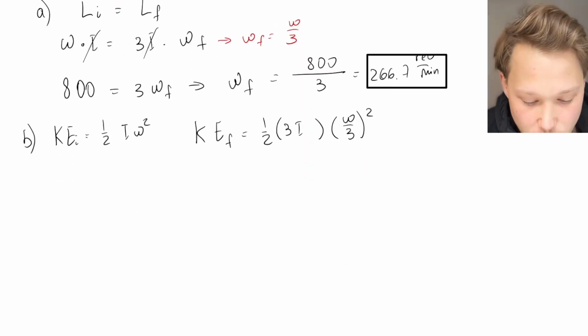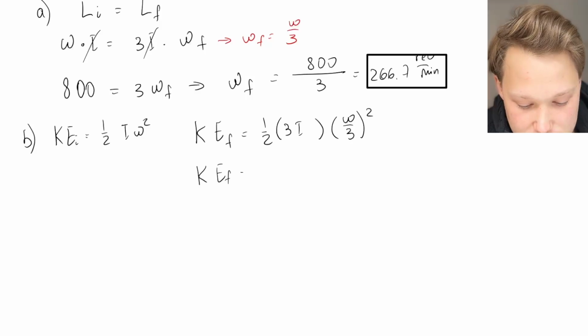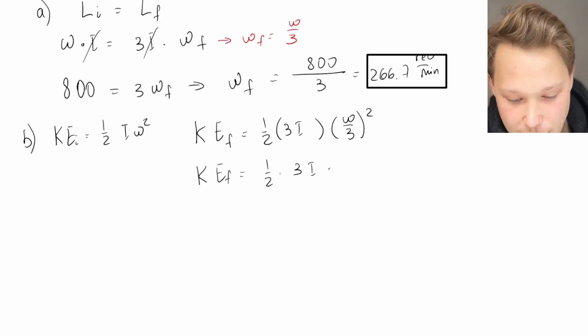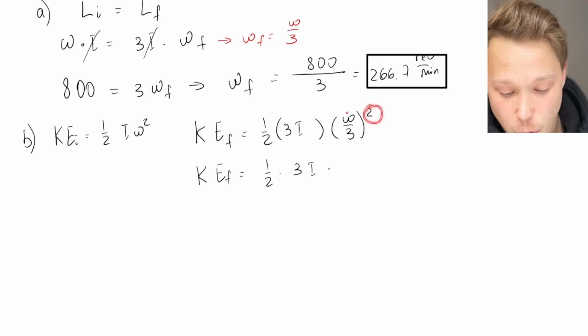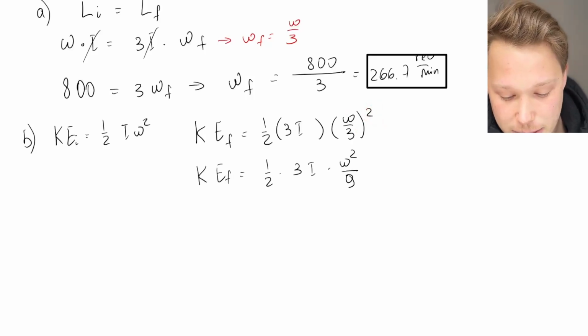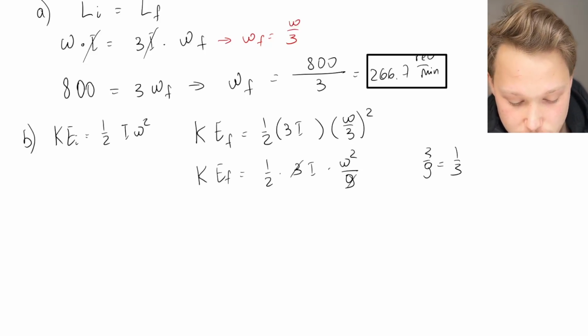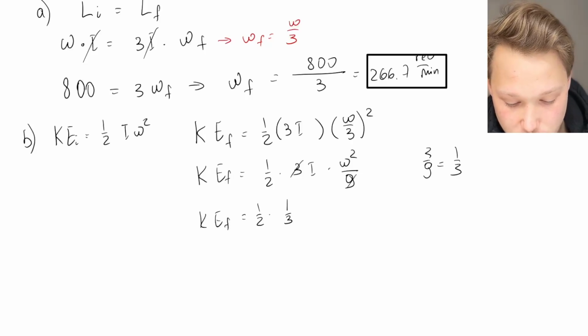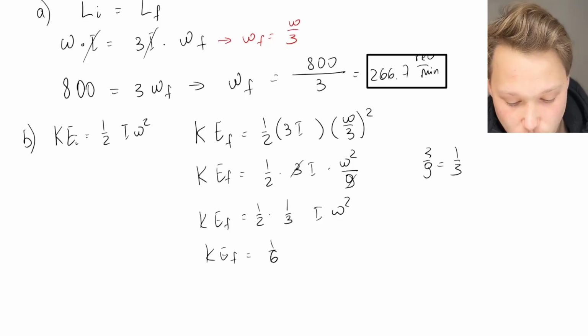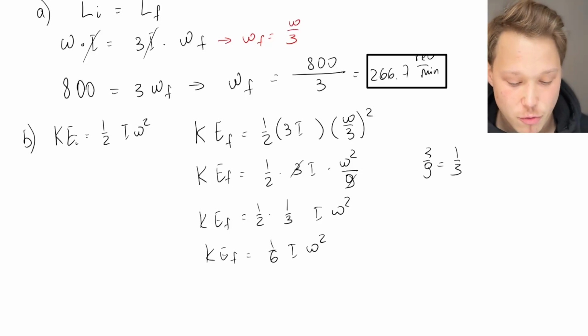So here we have our final velocity. Let's just simplify this a little bit. So this will be 1/2 times 3I. Now I have to apply the square to both of these terms. So it's going to be omega squared. 3 squared will be 9. So 3 over 9 is going to be 1/3. So 1/2 times 1/3 is going to be 1/6 I omega squared.